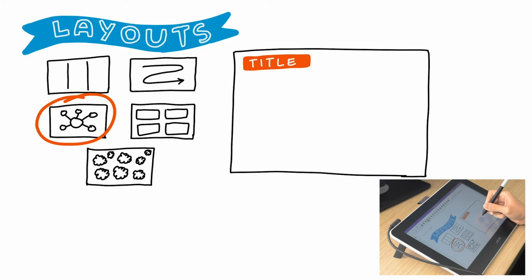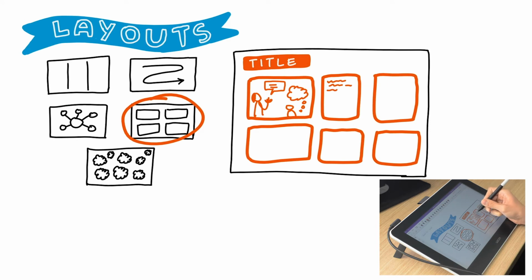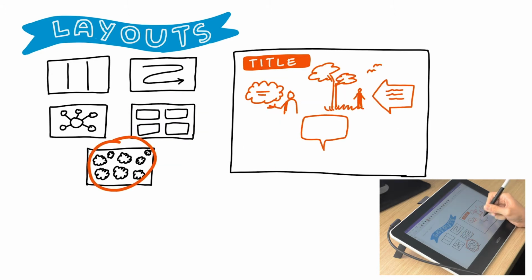A hub and spoke layout. Your main topic is the hub in the middle and subtopics radiate out. In this case, we might have a diagram of an animal cell as the hub and each component as a spoke. Boxes. Like a comic book, you might want to work with boxes as your main layout. And finally, a popcorn layout is more open to putting content anywhere on the page.